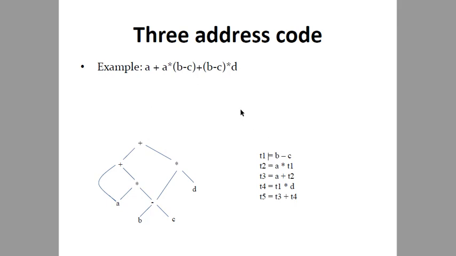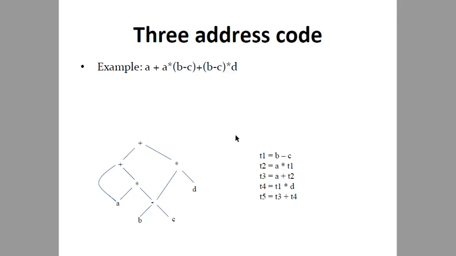Now for this A into B minus C, we are multiplying A into T1 and storing it in our T2. Next we are doing A plus this. So A into T1 is stored in T2, and for this whole thing, A plus A into B minus C, we get A plus T2. Next part, this T1 is already containing B minus C. So for B minus C into D, we are getting one more temporary variable, which is T4. We are storing the product of T1 and D in T4, and then we are adding T3 and T4, and we are getting the result in T5.